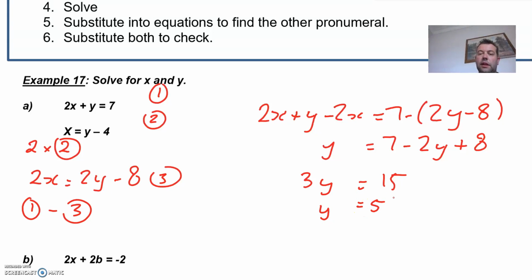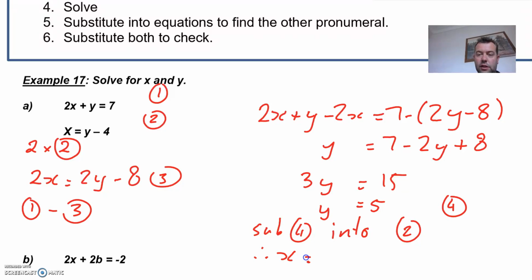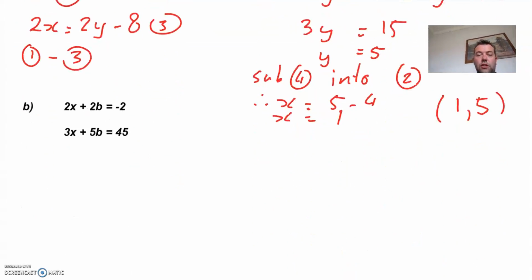Partway there. Now, I'm going to call that one 4. Let's substitute that into one of the other ones. I want to find x, so equation 2 looks good. Therefore, x equals 5 minus 4, x equals 1. So my answer is 1, 5. That's the elimination method. Okay, always works. In fact, both of them always work. Sometimes one's more efficient than the other.